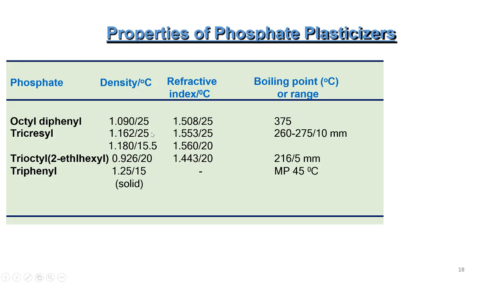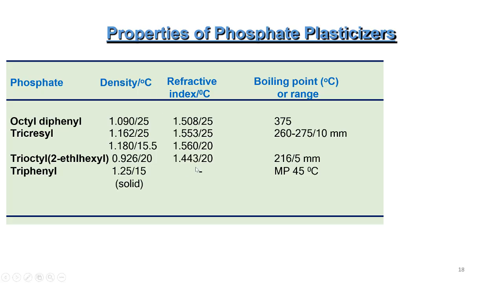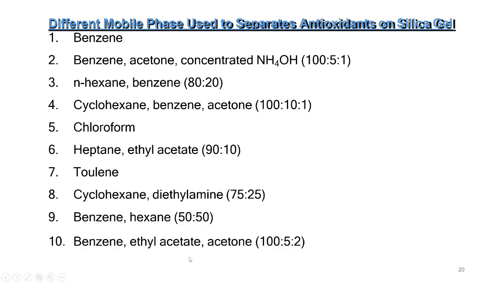The properties are also different for different plasticizers. For phosphate-based plasticizers, the density is different, the refractive index also varies, and the boiling point is also different. Then we have phthalates, and again different mobile phases are used for separating antioxidants on silica gel.